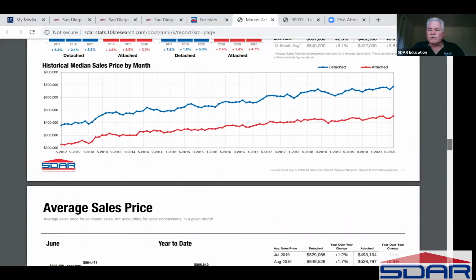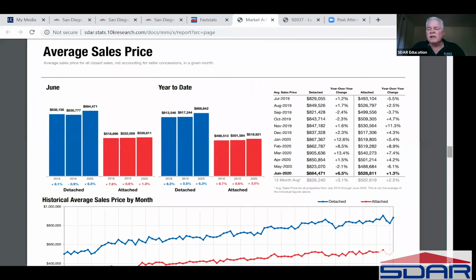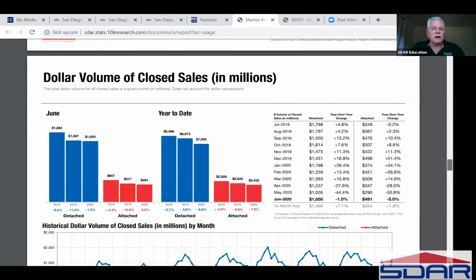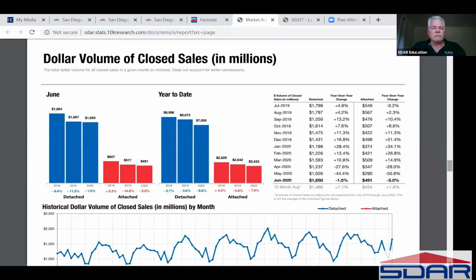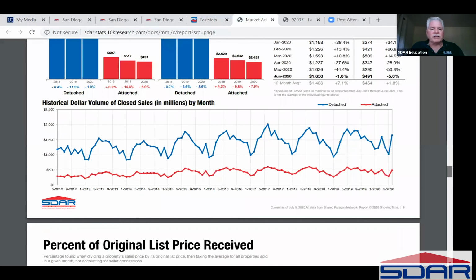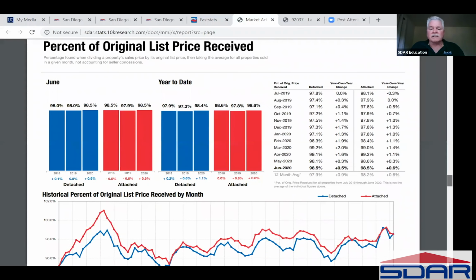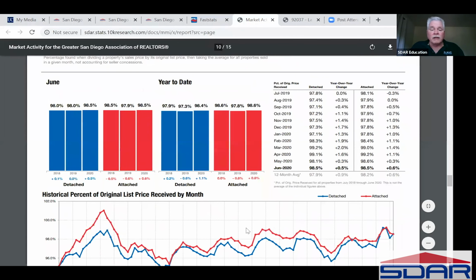Should I go through all these things? I don't think I need to go through all these. What I'd like to do is at least have you look at it, go through it, and then I want to go on to my lender mediated transactions. I'm going to show you some interesting information. But dollar volume of my closed sales, percent of original list price received. Look at this. Our numbers are just strong. I mean, they really are.